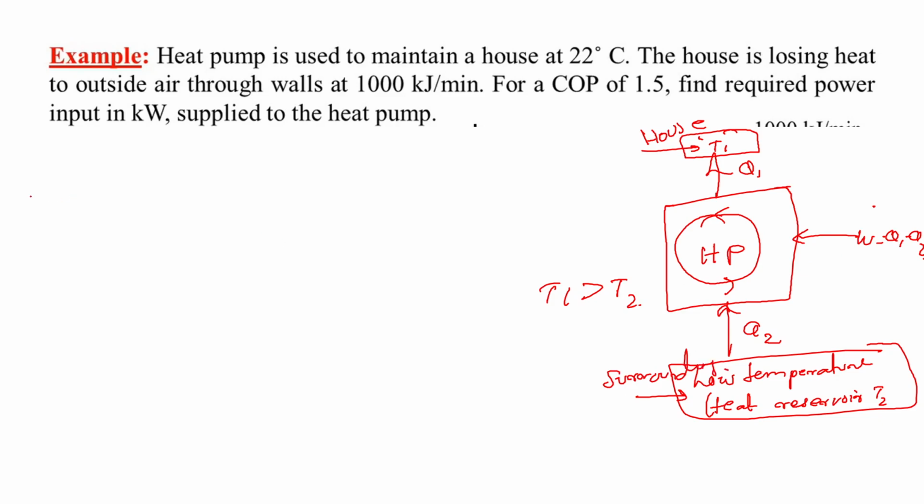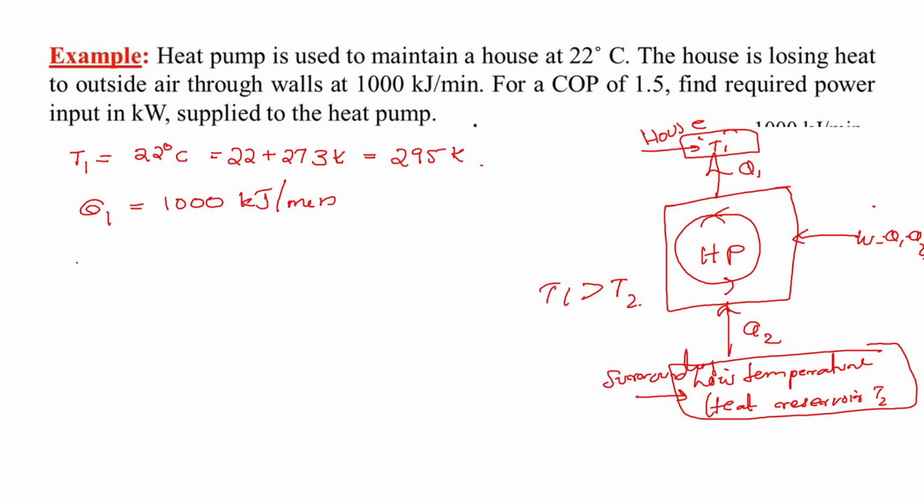And here the house, this one will be the surrounding part. Now we know that T1 is equal to 22 degrees Celsius. That will be 22 plus 273 Kelvin. You can write totally 295 Kelvin. Okay, now Q1 you can write as 1000 kilojoule per minute. So the COP of the heat pump will be 1.5. You have to calculate the value of W.